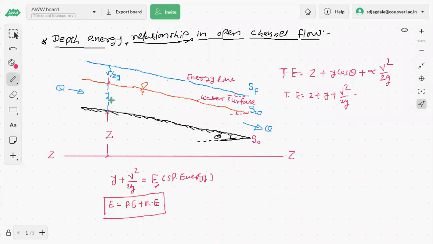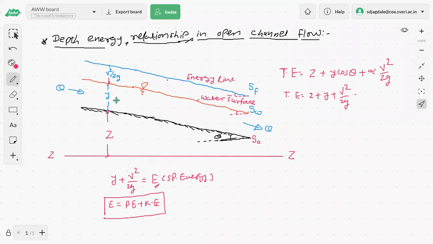But the total energy may increase or may decrease with respect to whatever the bed conditions used to exist, that is, the friction is increasing or decreasing, and accordingly the total energy goes on decreasing and increasing. Similarly the specific energy also used to have variation from section to section we can say.